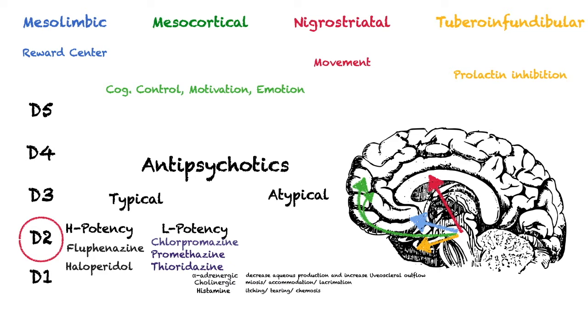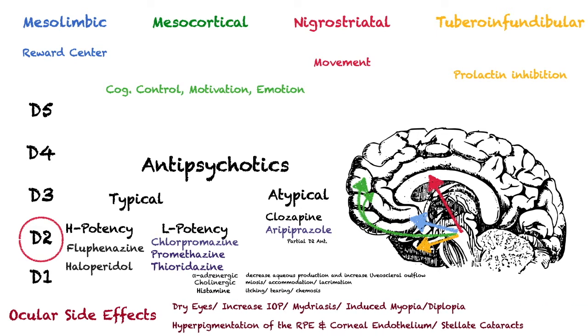Now, the atypical antipsychotic medications such as clozapine and aripiprazole are going to have even less of an affinity towards D2 receptors, which means they're going to interact with the other receptors a little bit more readily. That is on top of their involvement with the alpha-adrenergic and histamine receptors as well. So do keep that in mind when you're thinking of possible side effects. Now again, because I'm an optometrist, I'll only be going over the ocular side effects that are involved with antipsychotic medication. That being dry eye, increased IOP, mydriasis, induced myopia, diplopia, and so on and so forth.